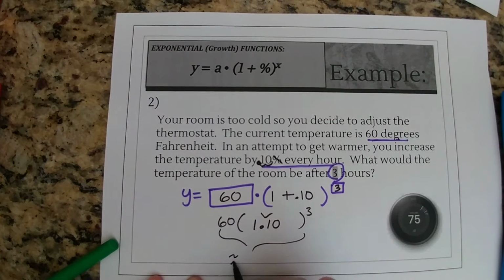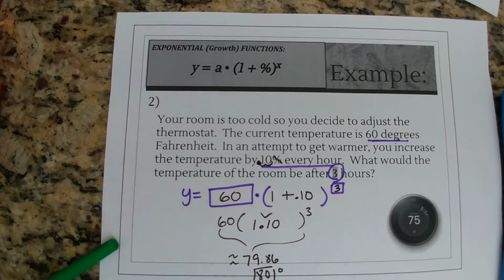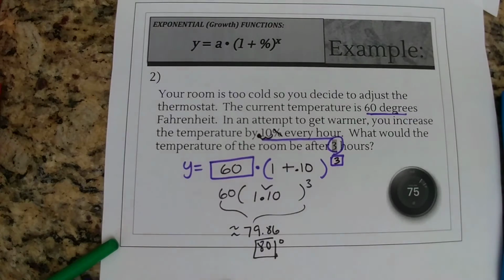My calculator says 79.86, so approximately 80 degrees. That's what it would be if I was warming up my room 10% every hour for 3 hours. There we go. See, kind of fun.